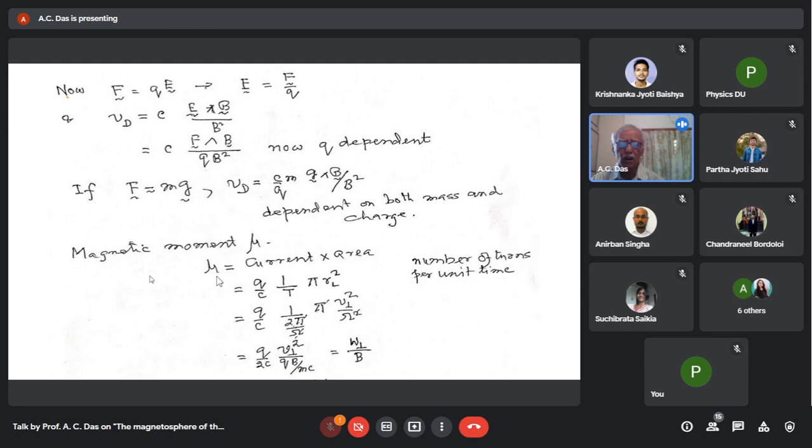Let's say F is equal to mg, gravity, then vd can be written as c m g cross B/(q B squared), and you can see that it depends upon both mass and charge of the particles. Obviously, for protons, vd is large, for electrons, vd is small. And I'm sure whenever you see this expression, c m/q g cross B/B squared, you probably remember something that happened in the ionosphere.